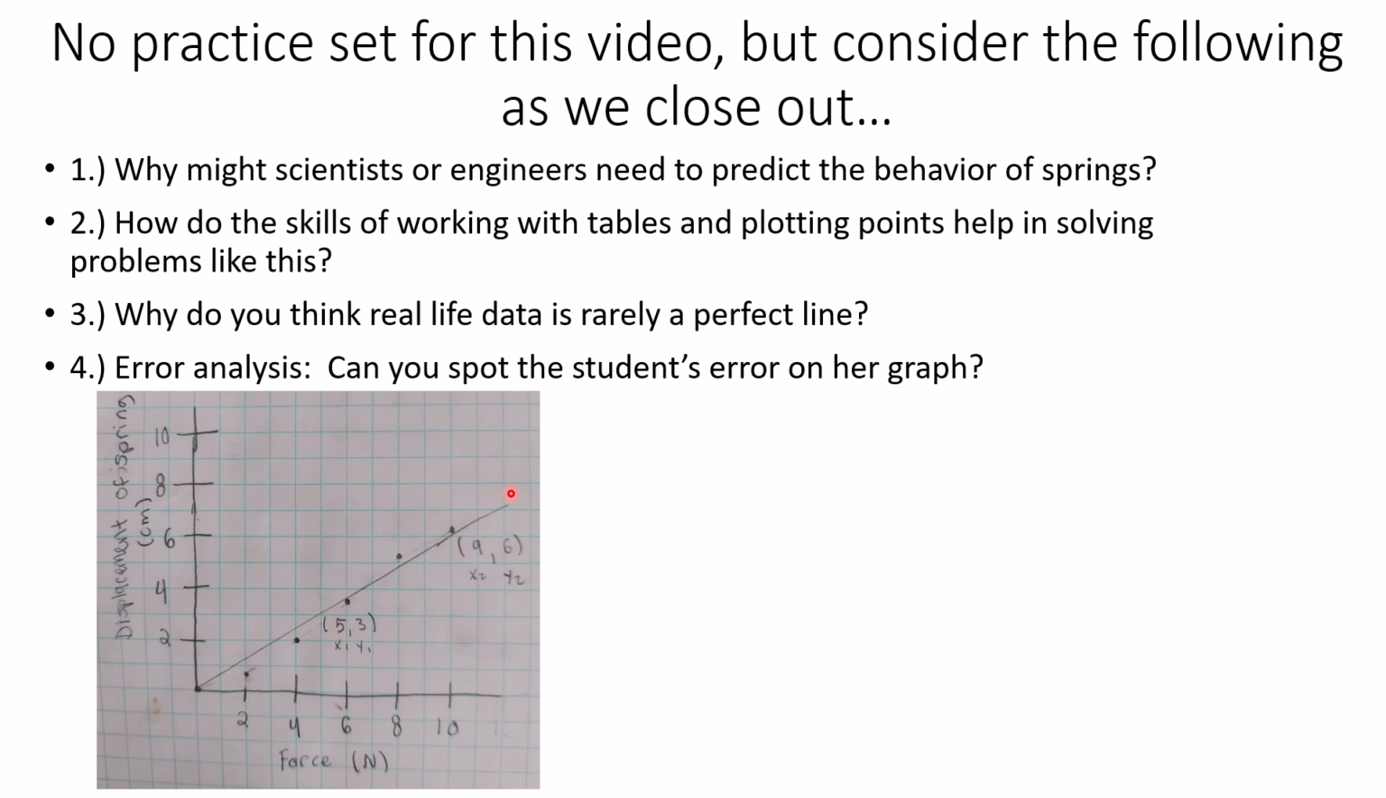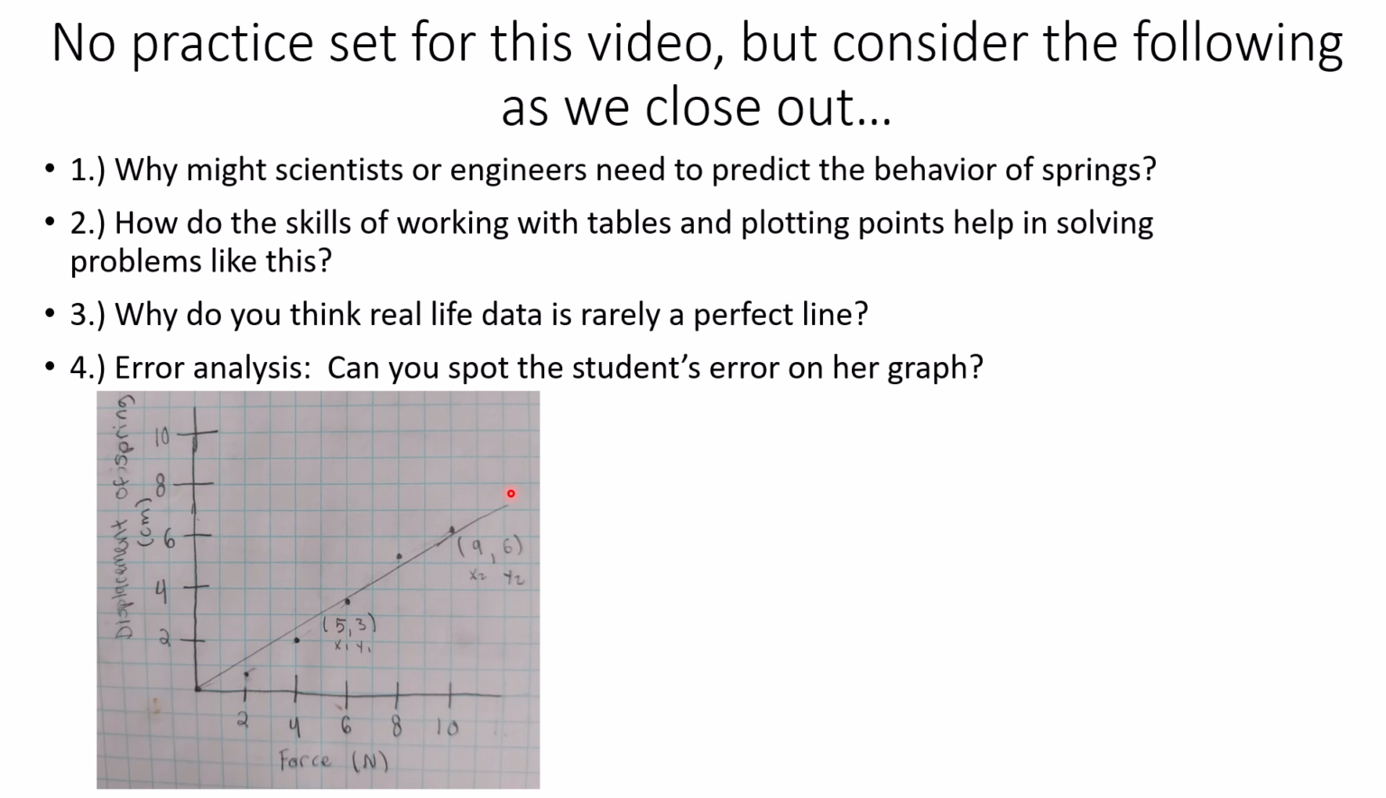Second question, how do the skills of working with tables and plotting points help in solving problems like this? So that fluency that you build when it's just X's and Y's. So you're in sanitized math class, and then you pull out of your math class there and you get into a situation like this. What's the transfer of those skills over? I mentioned this earlier. Why do you think real life data is rarely a perfect line? I mentioned that real life data is not perfect. But why? Why isn't it perfect? If it really is a linear relationship, why isn't our data coming out perfectly?